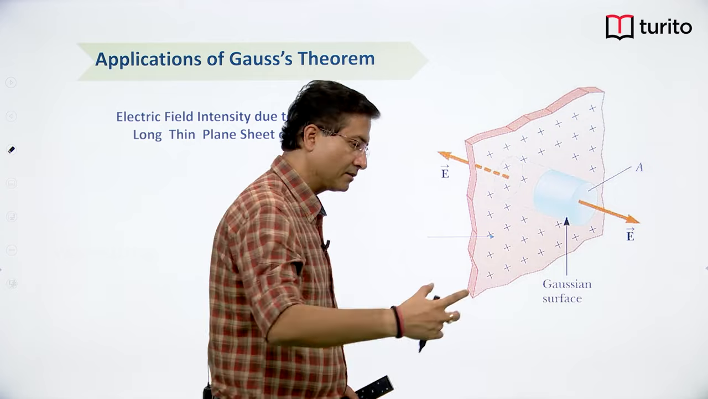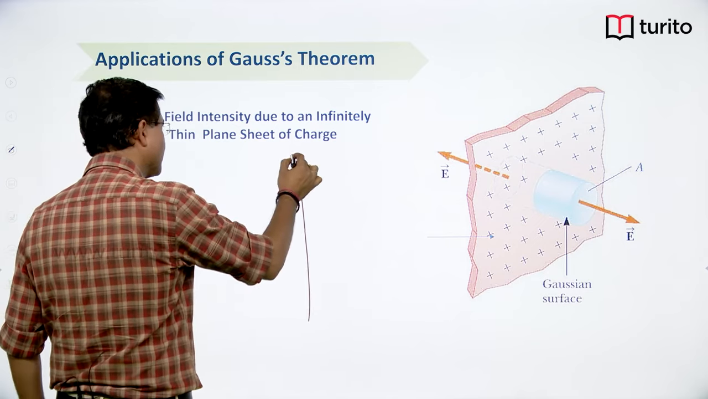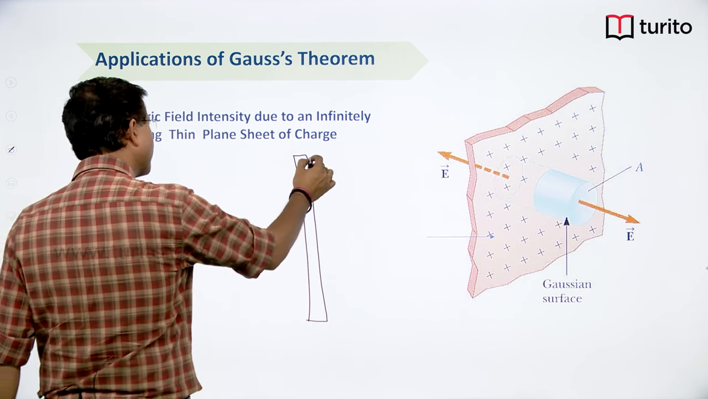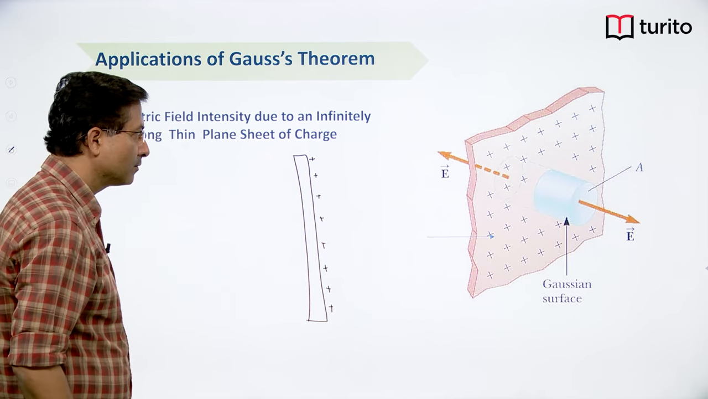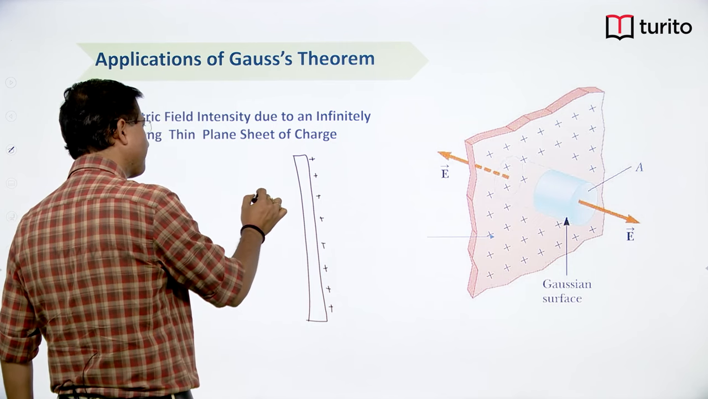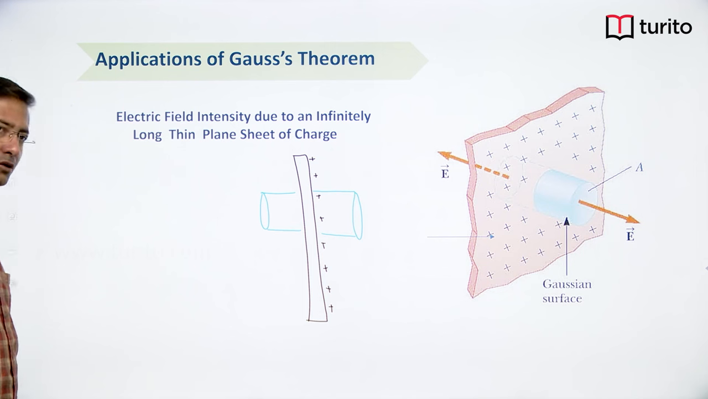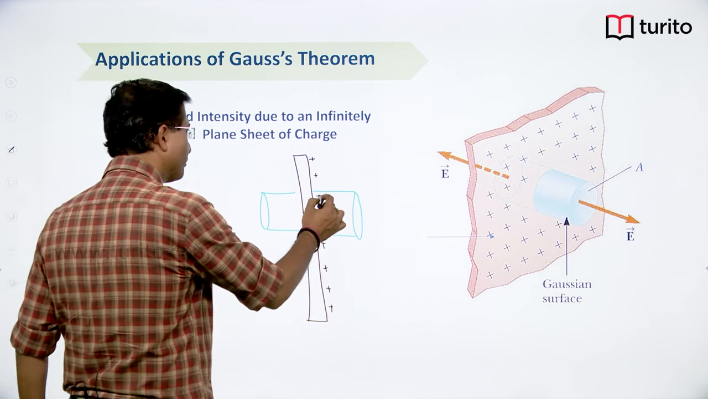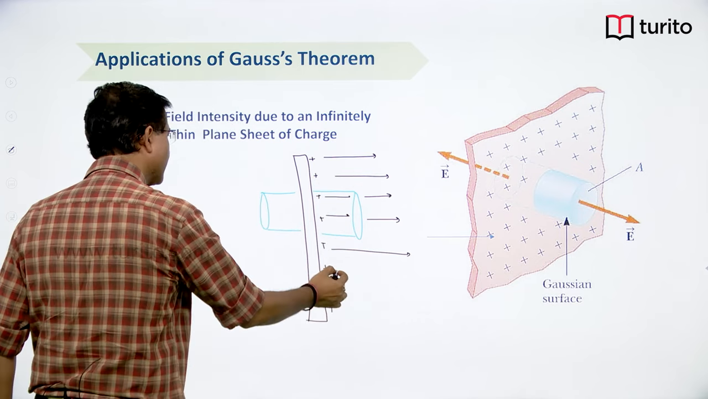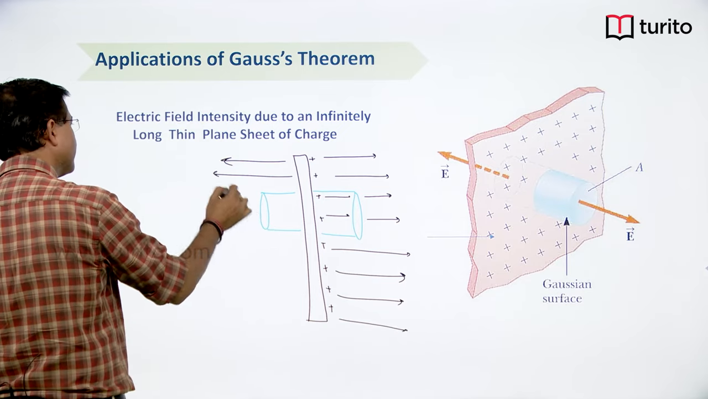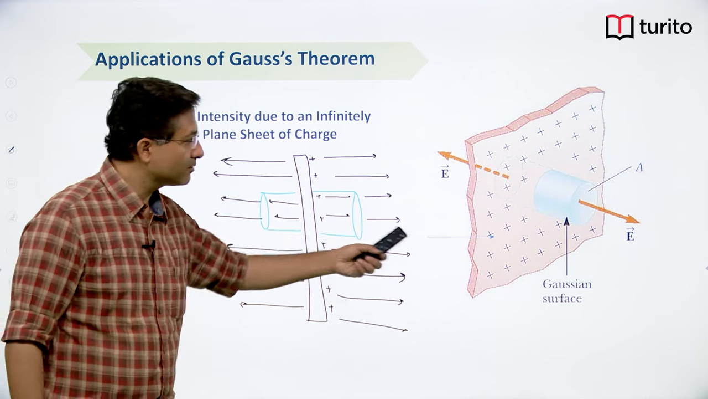So if I take a Gaussian surface this way, like a cylinder, half part this side, half part this side, right? As we have just seen, the field pattern will be perpendicular to the plate like this, this side as well as on the other side. So this side also there will be field, right? This diagram in two dimension is something like this.